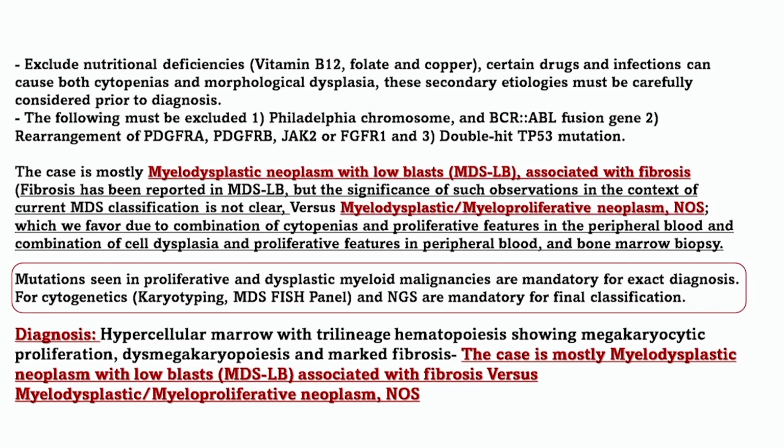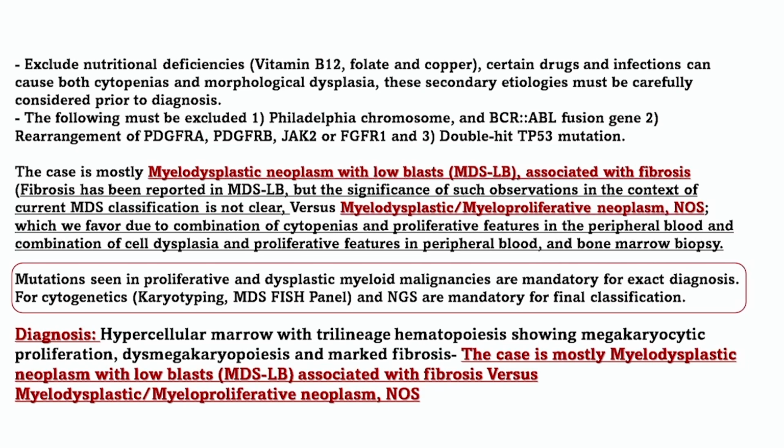But in this case, she has fibrosis and she has an MDS. But again, as per the new criteria, if we have an MDS with fibrosis, it must have an increased blast percentage. So I added the patient as MDS with low blast, and I put it as associated with fibrosis. When I returned back, I found it was in the literature. Some cases of MDS with low blast can be with mild fibrosis, but my concern, or my heart, was with myelodysplastic, myeloproliferative neoplasm, not otherwise specified.